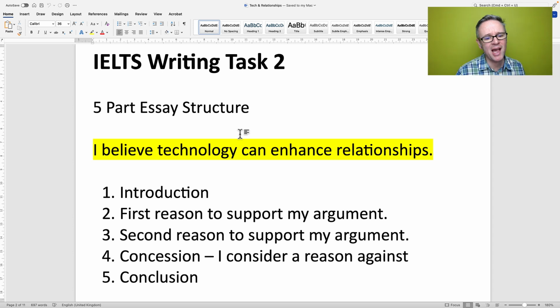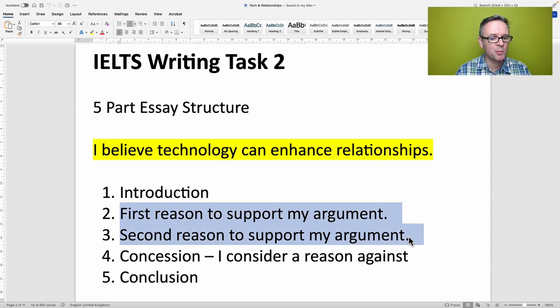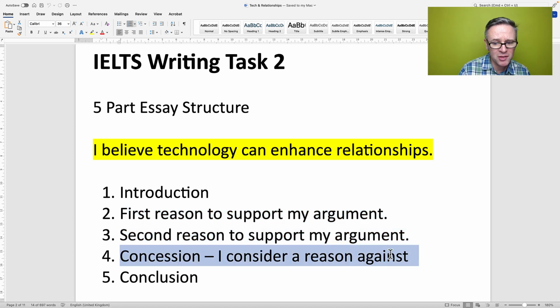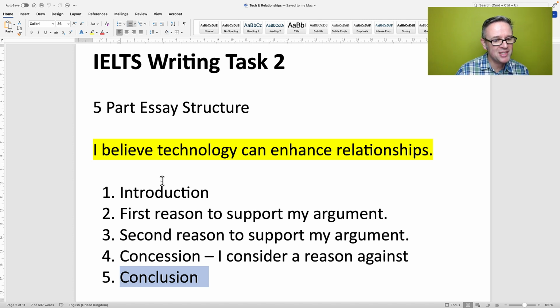And if you stay to the end of the video, I'm going to talk about this yellow highlighted statement. I believe technology can enhance relationships. That is my argument. I'm going to have an introduction. My next 2 paragraphs will be reasons that support my argument that I believe technology can enhance relationships. I've then got a concession paragraph where I consider a reason against my argument, and then finally a conclusion. This is the same essay structure in my previous video in this playlist, video 1. So if you haven't seen that video, take a look.